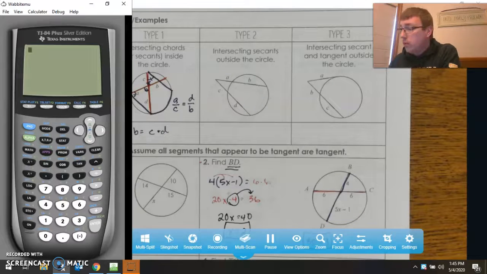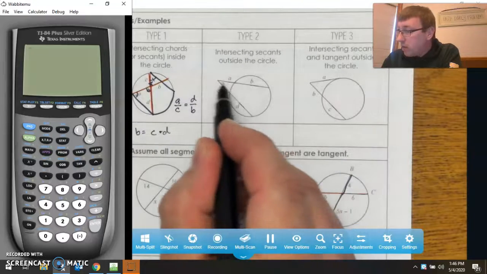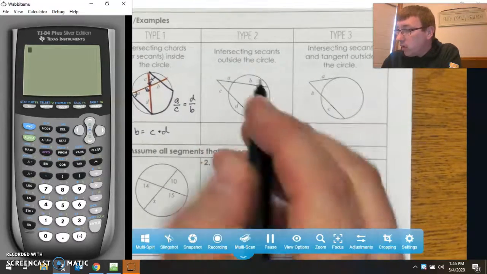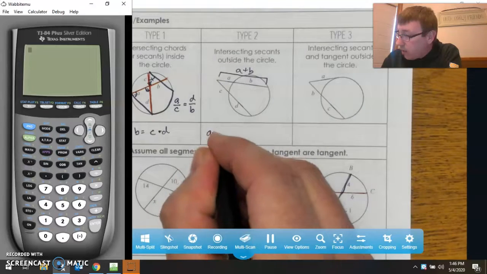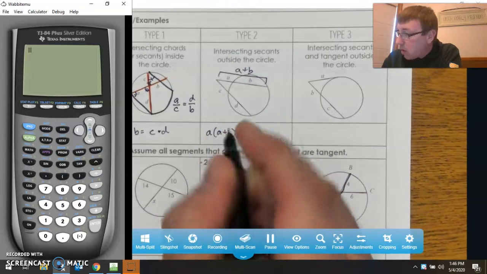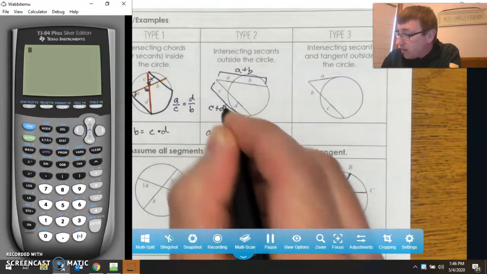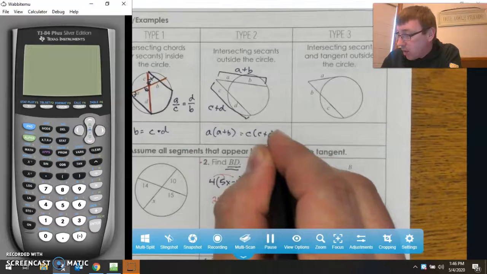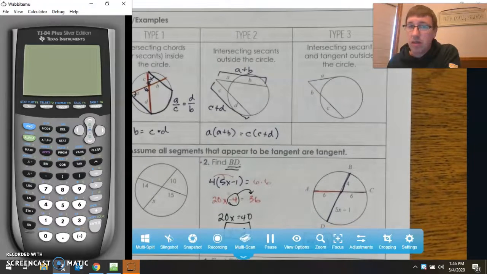Now, when we talk about this, this is going to be the outside times the whole thing. So the outside, A, times the whole thing, which is A plus B. So that'll be the first part. That will be the same as C, and if we add these together, this will be C plus D. This will be the same for every type of problem like this, anytime that you see the two segments intersecting outside the circle.